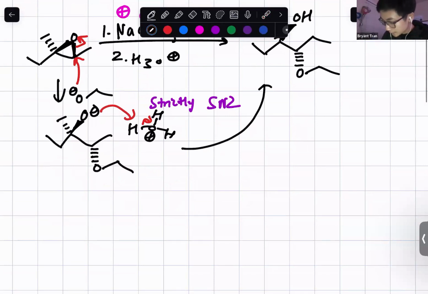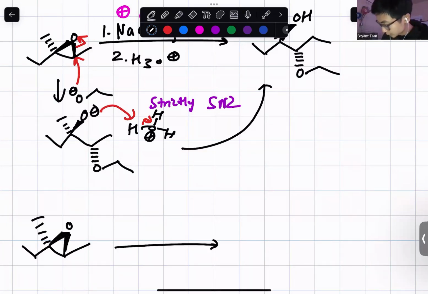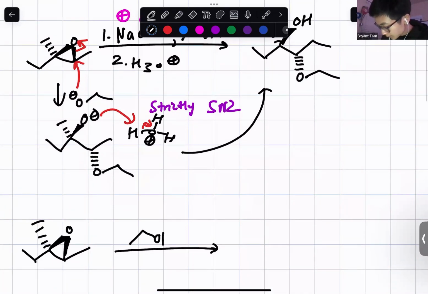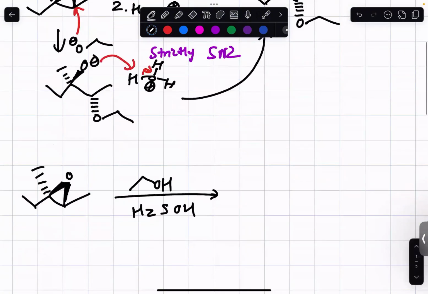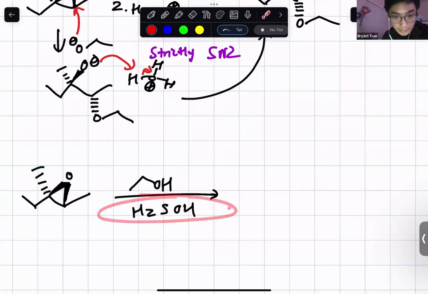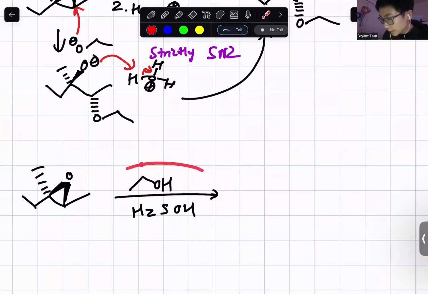Now, if I react the same epoxide with the same more and less substituted carbons in acidic conditions this time, it's going to be a different sort of reaction. So let's say we use ethanol and H2SO4, a strong acid. We are in acidic conditions because we have a strong acid present, sulfuric acid. This neutral ethanol here is a weak nucleophile because it is neutral. There's no negative charge there.